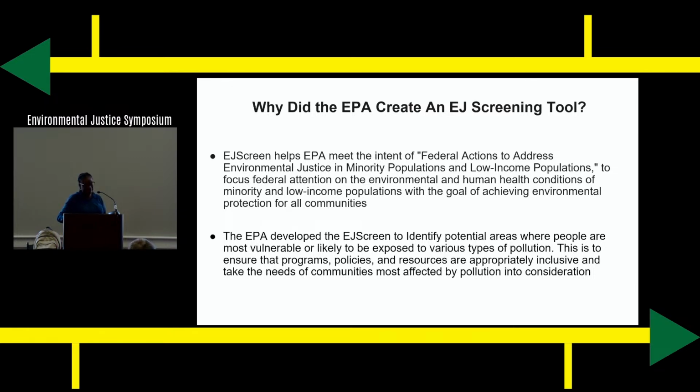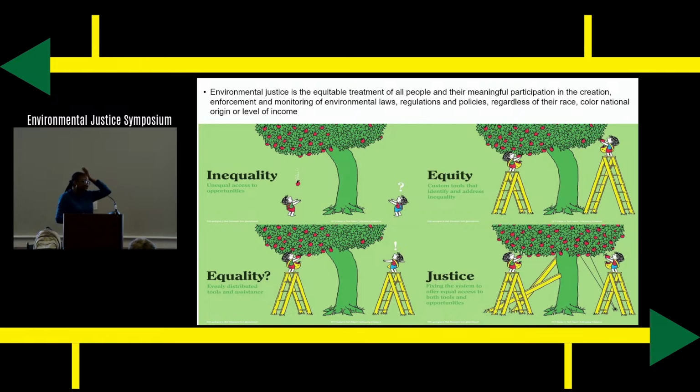Next, please. So this is just a graphic to demonstrate why the tool was created. Environmental justice is the equal treatment of people and their participation in creating policies and laws that affect their life. So it's to address inequality and make sure there is equity, and to address injustice and make sure there is justice all round for all.